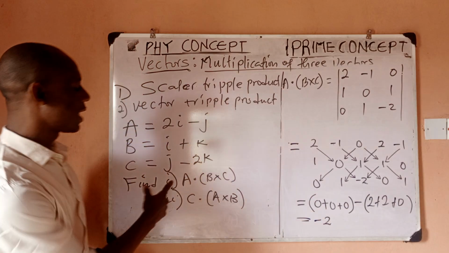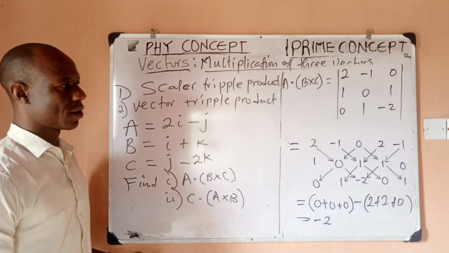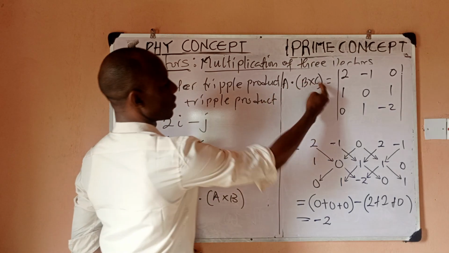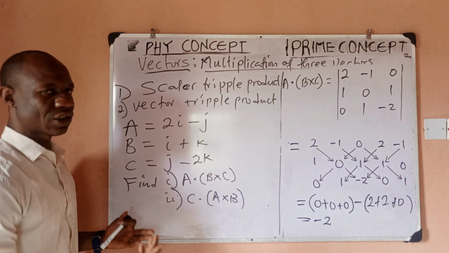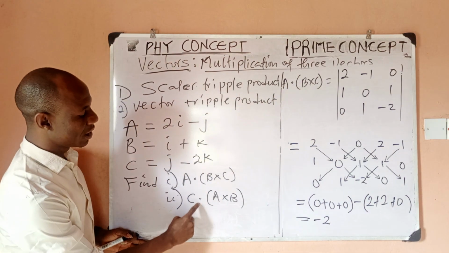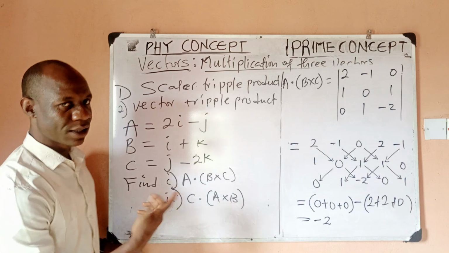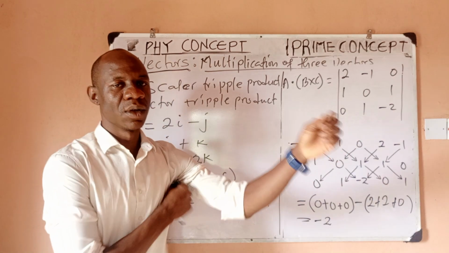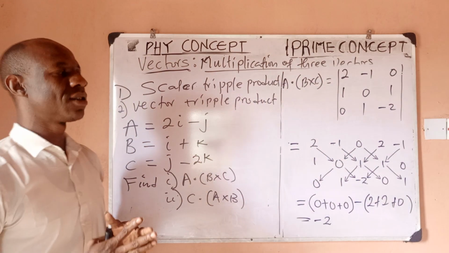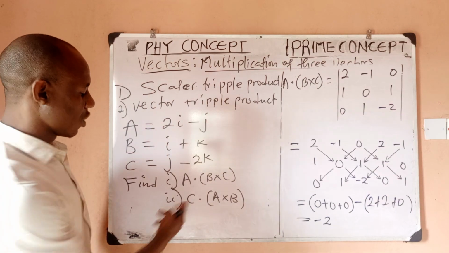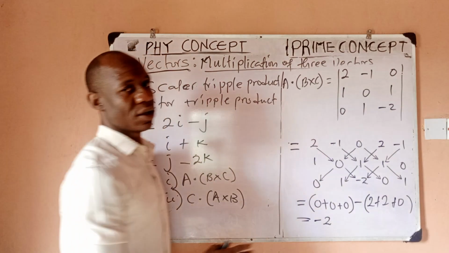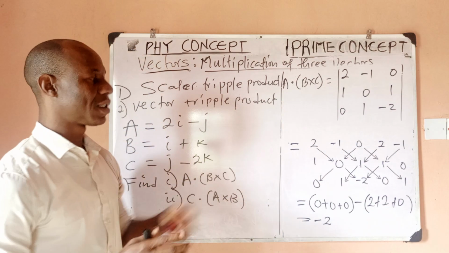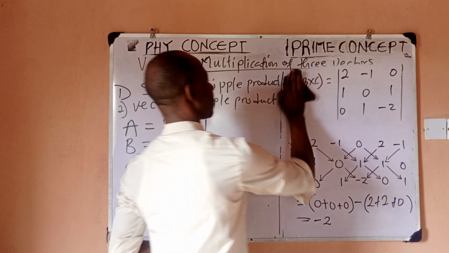And that is why we call it scalar triple product. So we've gotten A dot B cross C, which is minus 2. Now let's try to see if we can find C dot A cross B. Let's see whether the result will still be minus 2. If it's minus 2, it agrees with what I've told you. But when I'm solving this, I won't use this method of determinant. In case you didn't understand this, I'll use another method.